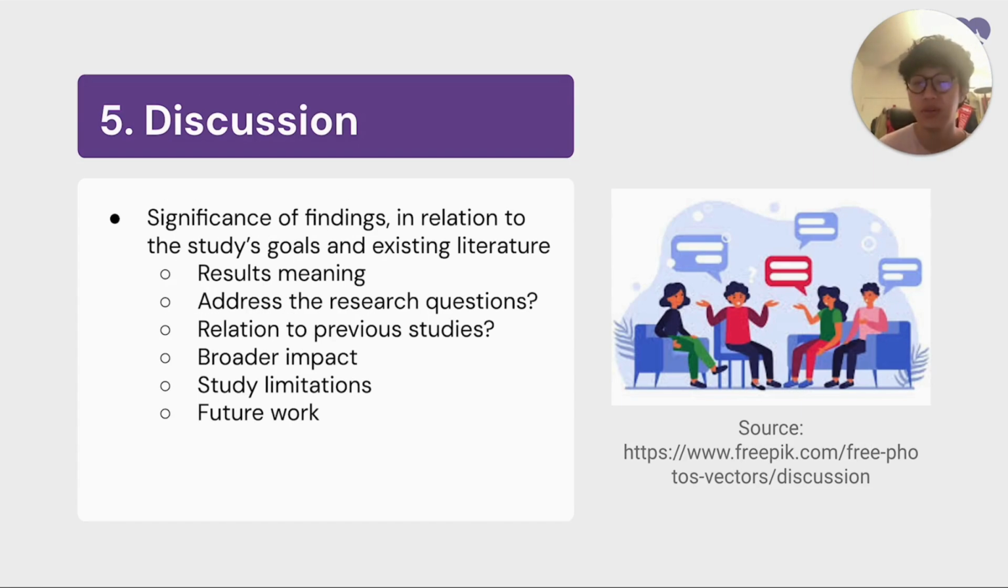So lastly, moving on to the discussion. The discussion section of the research paper is where the authors interpret and explain the significance of their findings in the context of the study's objectives and existing literature. So it typically includes an interpretation of results. Authors explain what the results mean, why they're important, and how they answer the research questions or support/refute the hypothesis.